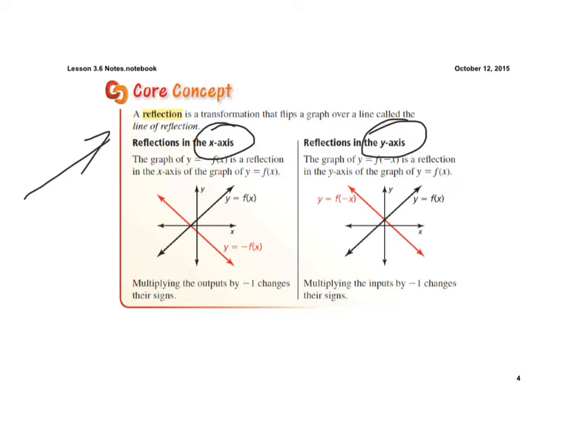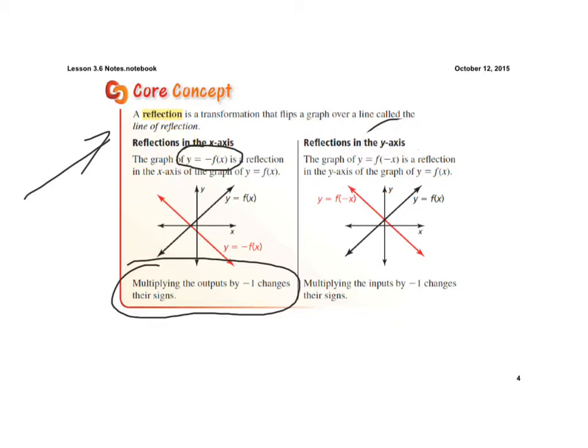The most common type of reflection is the reflection over the x-axis. If the original graph is f of x, then the reflection is the opposite of f of x, which means we're multiplying every output by a -1. So every output will end up changing its sign. And for the y-axis, the negative is inside the parentheses, and so we're actually multiplying the input by a -1 in order to get our points.